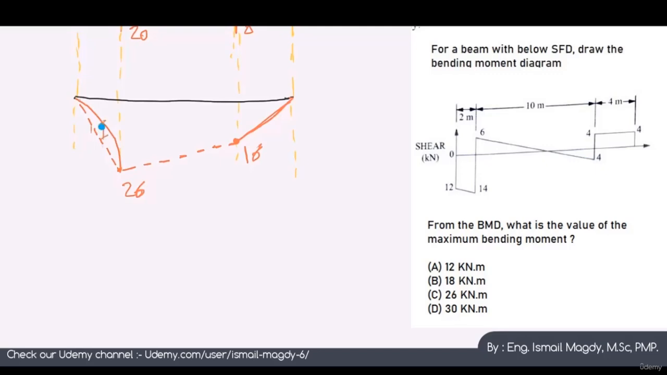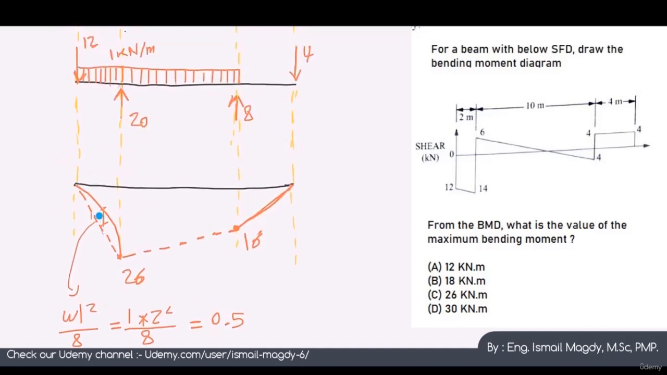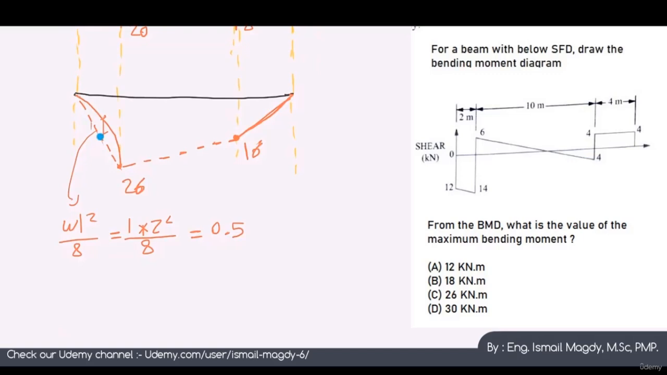And this small value, when we want to calculate it, equals WL squared over 8. W here equals 1, multiplied by L squared, which is 2 squared, over 8, which equals 0.5 kilonewton meter. So this value here is 0.5 kilonewton meter. And if we want to calculate this point, this is the midpoint between the 26 and the 0. So the value here is 13. We are going 0.5 below it for the parabola. So this value here is 12.5.